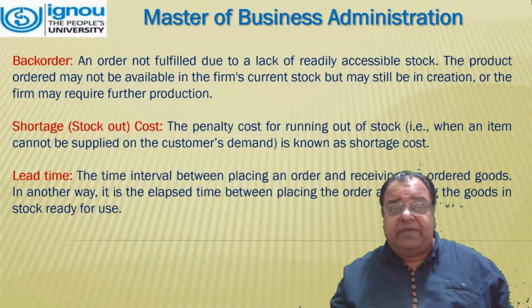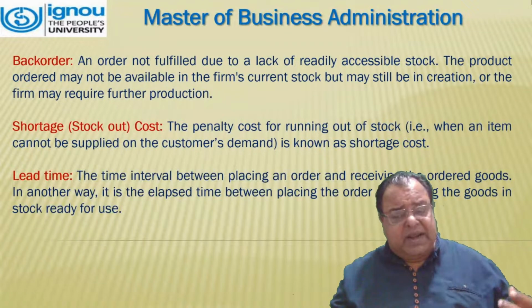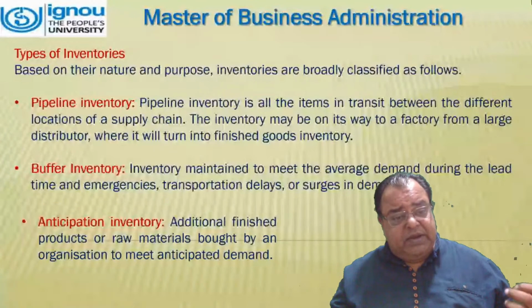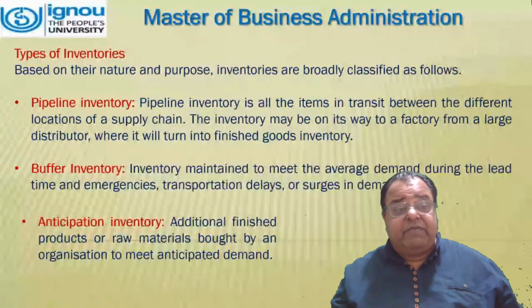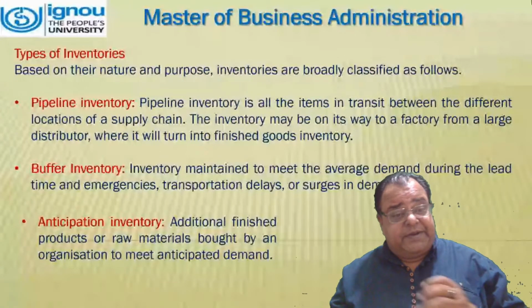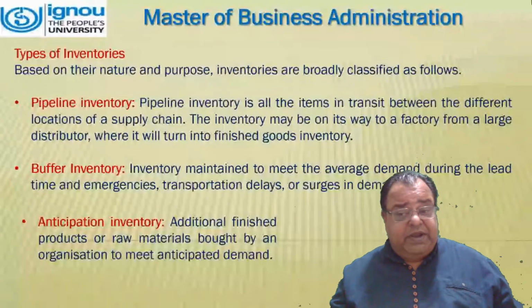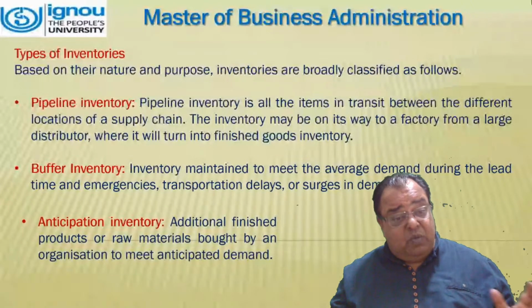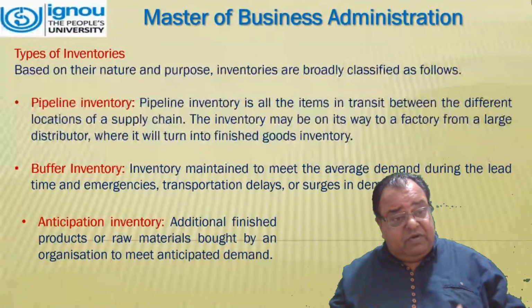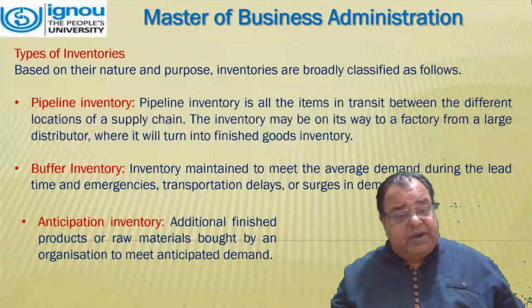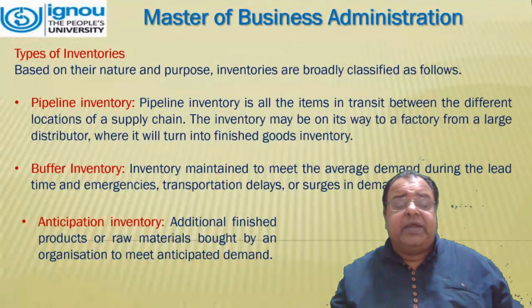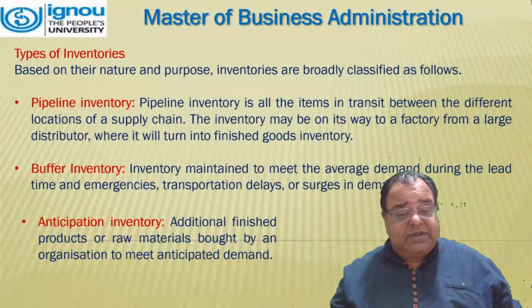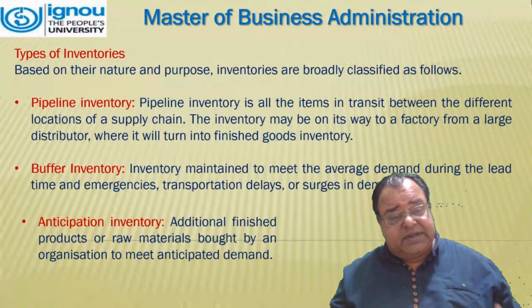What are the different types of inventories? Based on their nature and purpose, inventories are broadly classified as pipeline inventory. Pipeline inventory is all the items in transit between the different locations of a supply chain. The inventory may be on its way to a factory from a large distributor when it will turn into finished goods inventory. Buffer inventory is inventory maintained to meet the average demand during the lead time and emergencies, transportation delay, or surges in demand.